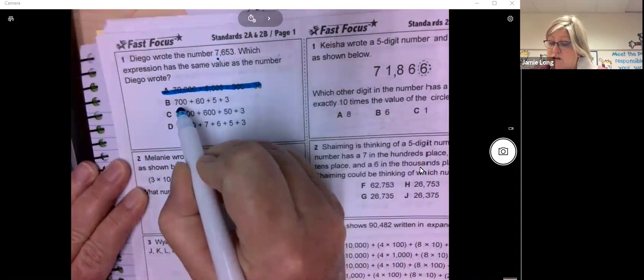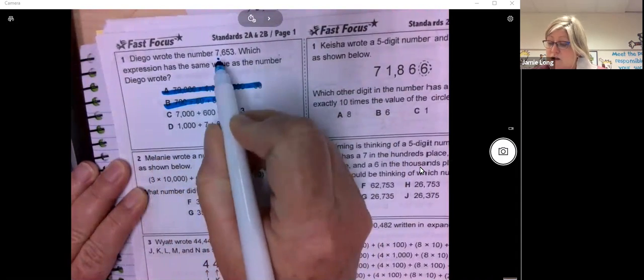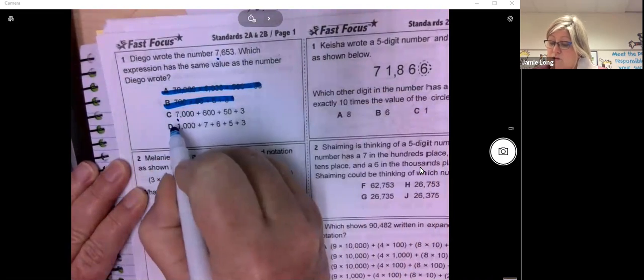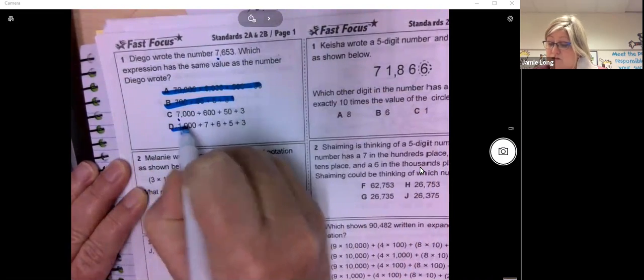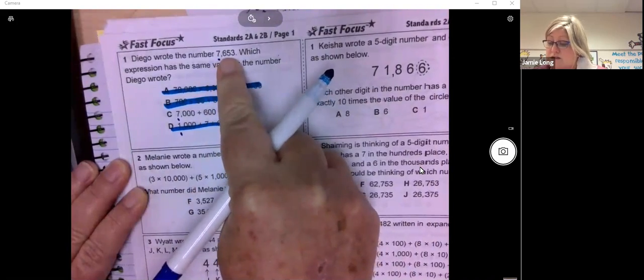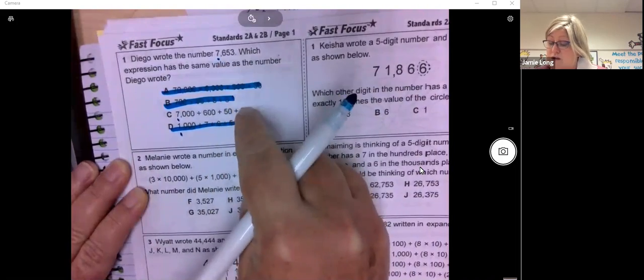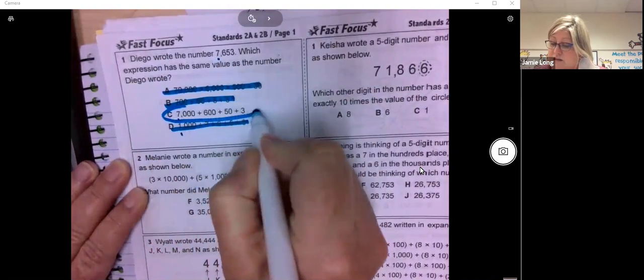Could it be this one? No, because that's 700. 7,000 right there. So my guess is it can't be this one either. So let's see if the rest of them are correct. 650 and 3. So we know that C is the best answer.